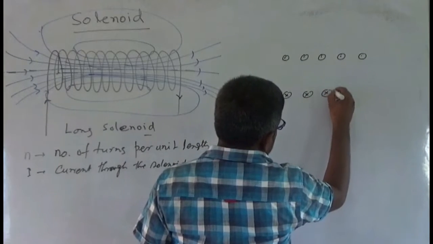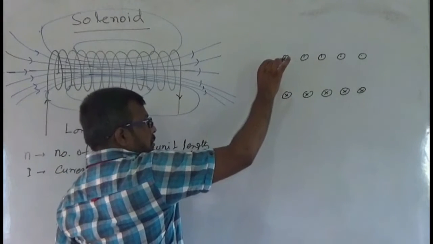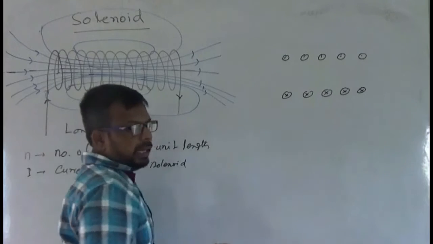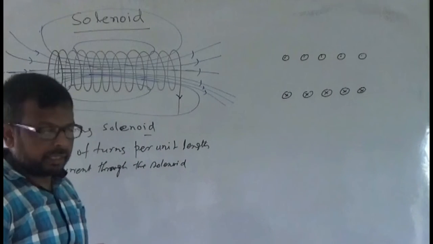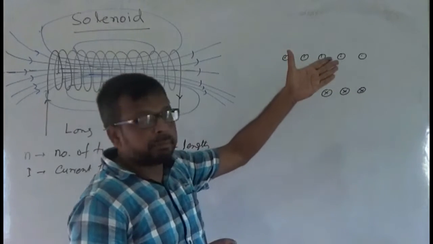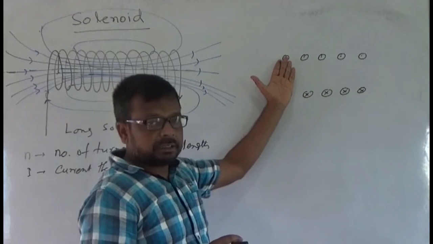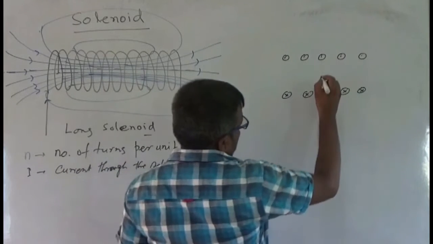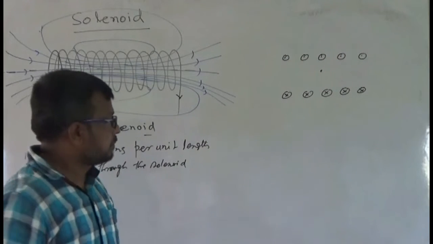Now let us say this is one part of the solenoid. That means here one hemicircle is above the board and one is inside the board. That means half of the solenoid is inside the board and half is above the board. And this dot means in this position, current is flowing out of the board, and at this point, current is flowing into the board. And we have to find the field at a point P, which is well inside the solenoid. This is the field point.